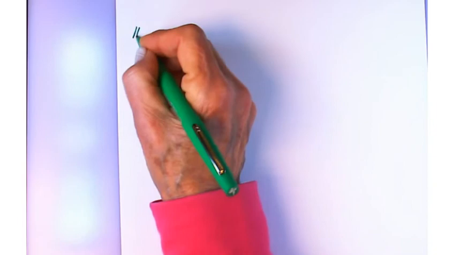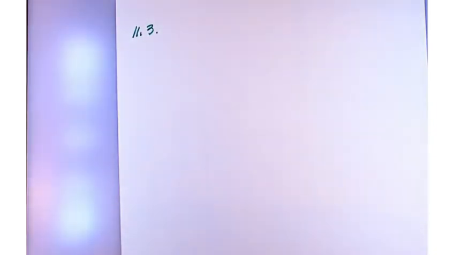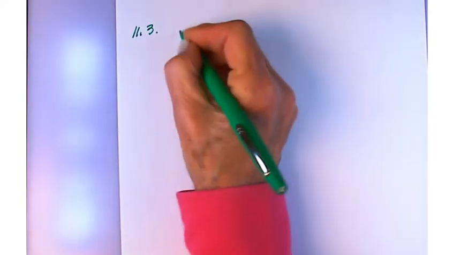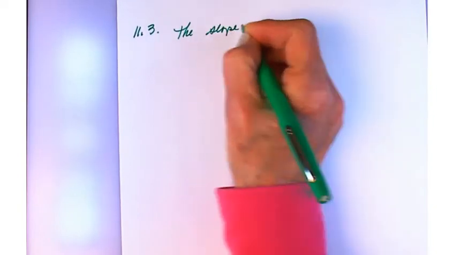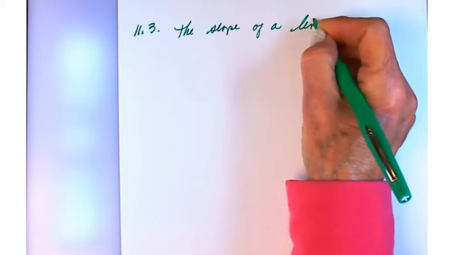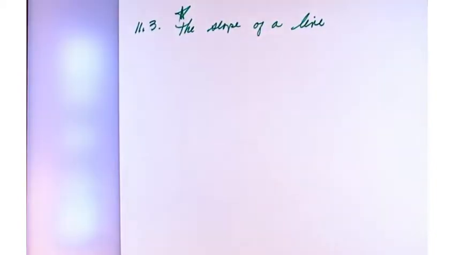So let's look at what we're doing here. We have 11.3 yet, and 11.3 talks about the lines. Okay? So lines are good. 11.3, the slope of a line. Oh, knowing the slope is so important. It gives us a lot of information.